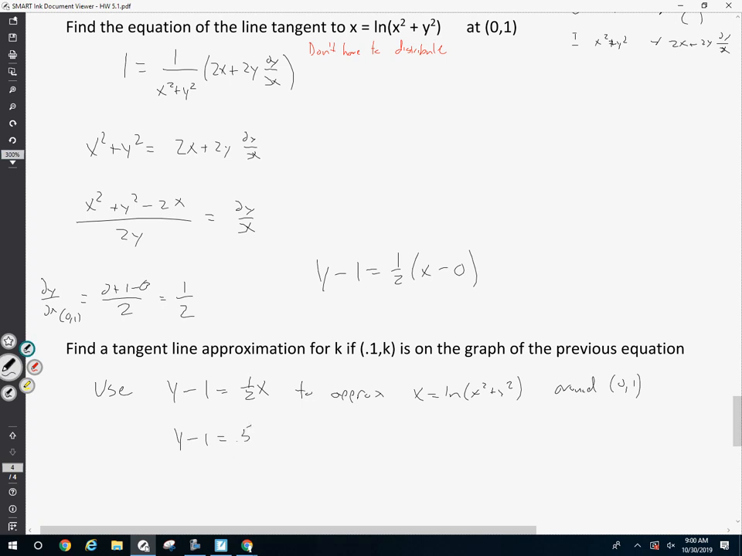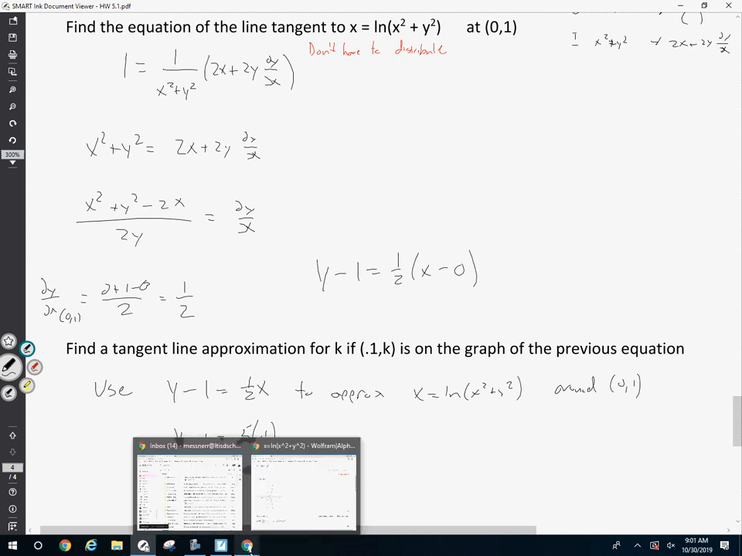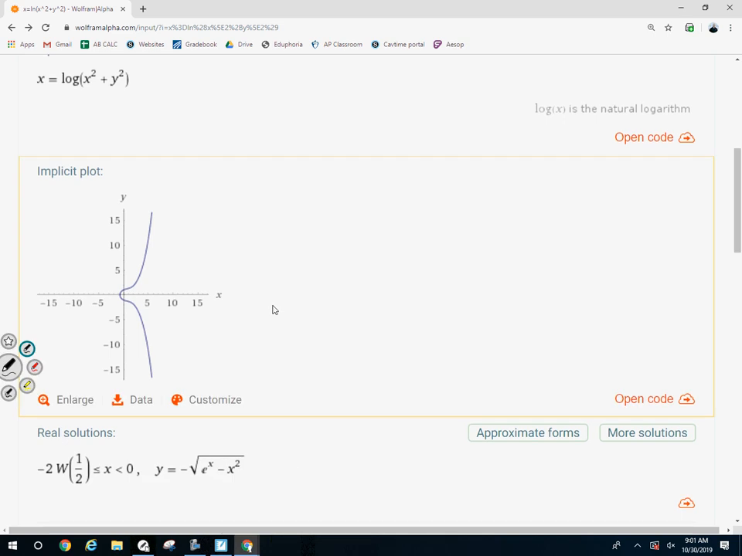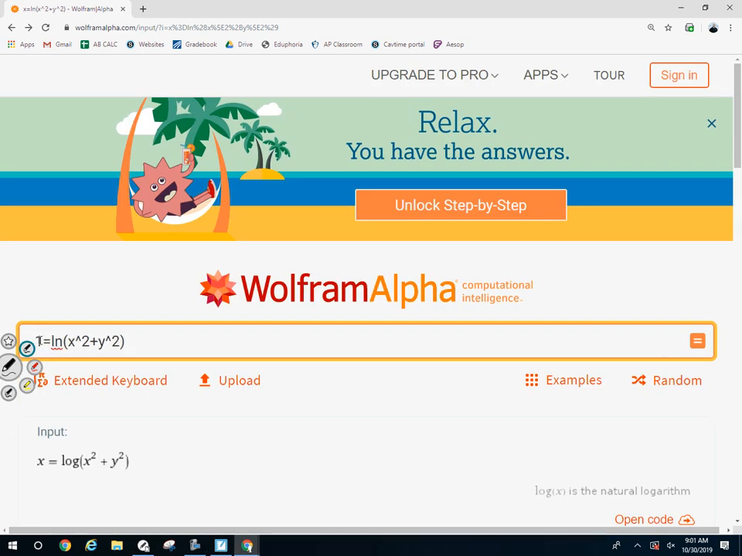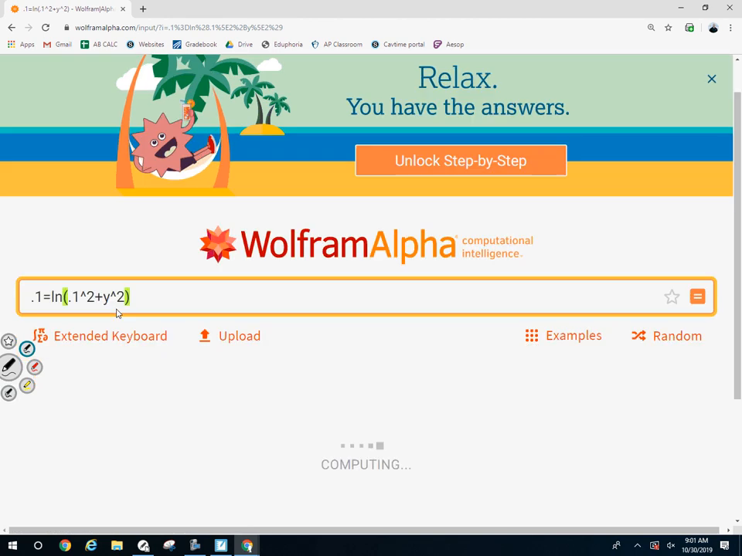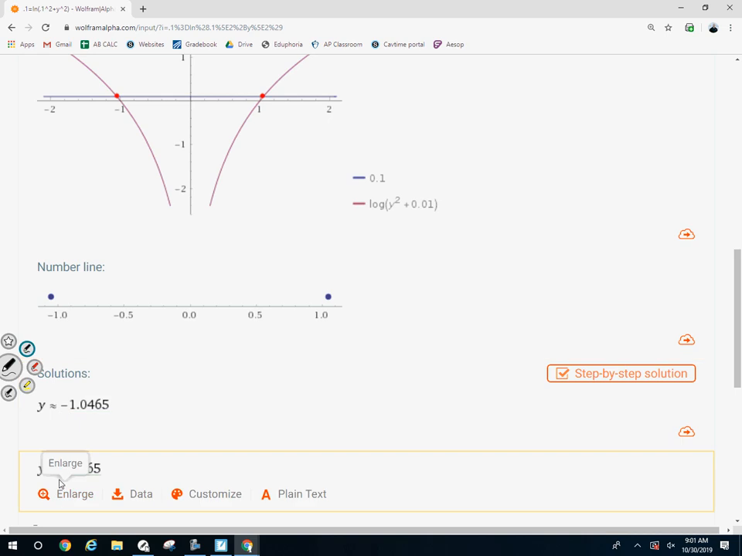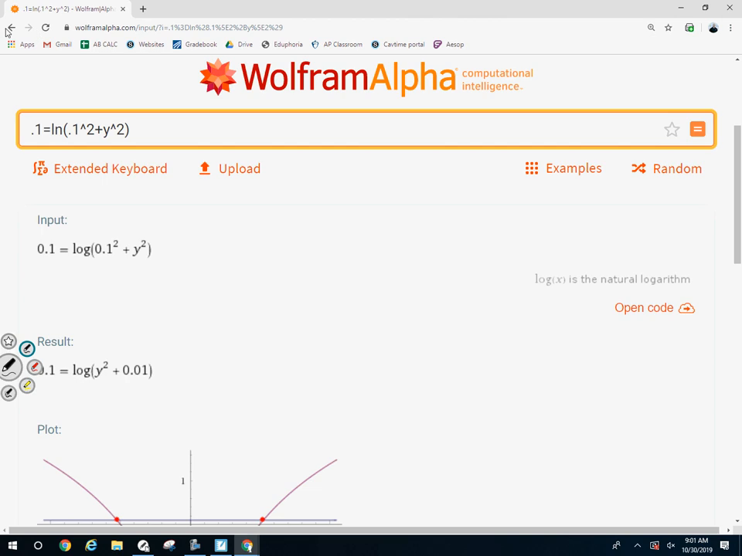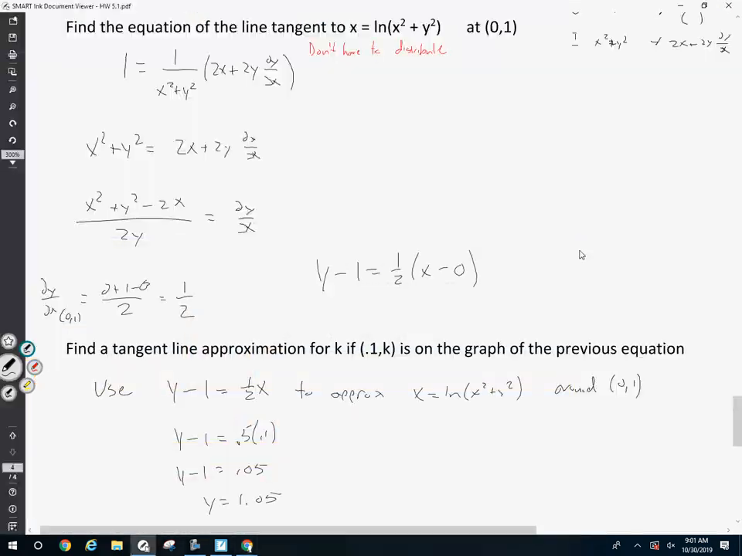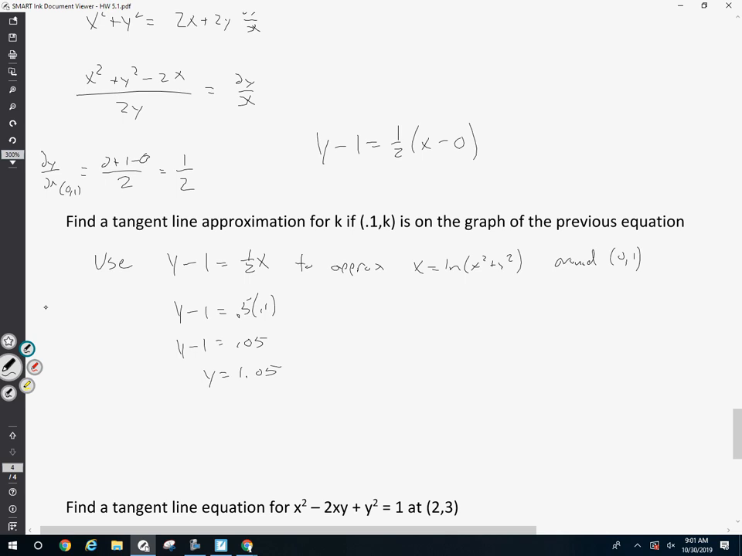I prefer to use decimals because 0.1 is easy. You just move the decimal place over. So y minus 1 equals 0.05. I think y equals 1.05. We could actually solve this if I plugged in 0.1 into x. 1.046. It's close to 1.05, which is what I just found. That's great. And we did it. So y is k. K is approximately 1.05.